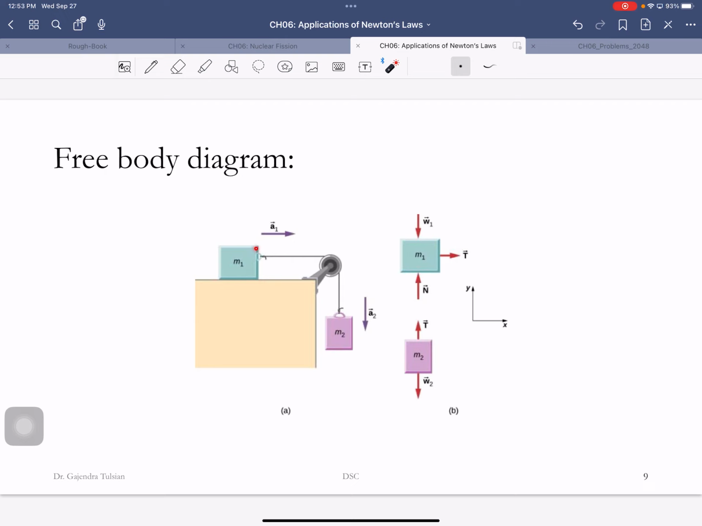Now, if you have multiple objects, you apply Newton's laws to each object independently. So let's look at this object. What are the forces on this object? There's the force of gravity, the normal force, and the tension. There are three forces acting on this object. There's the weight, the normal force, which is the table pushing up on it, and there's the tension there.